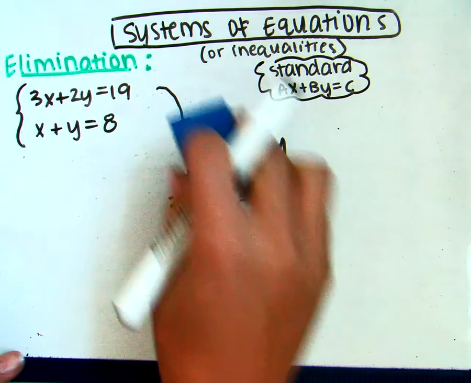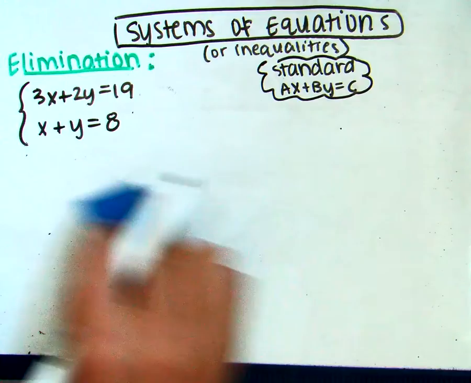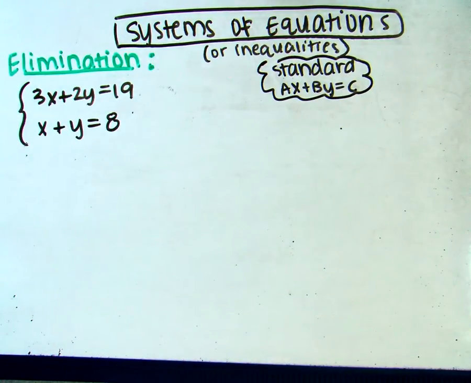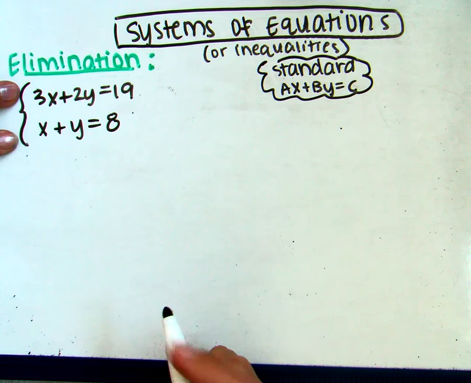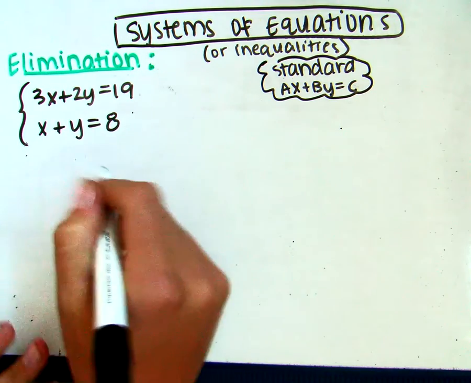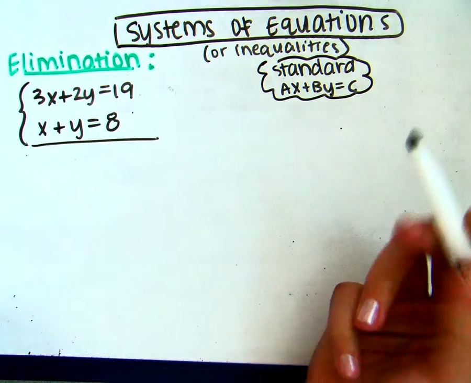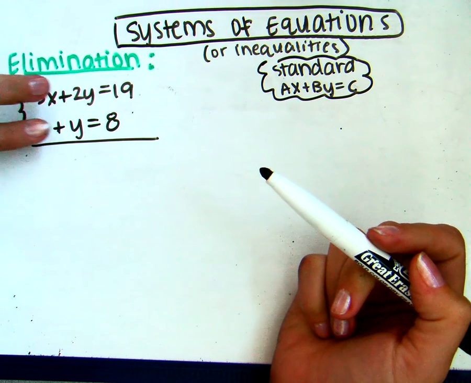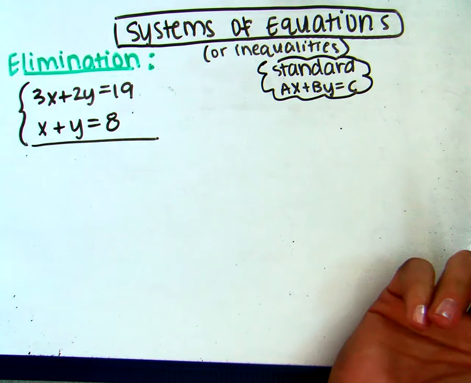Alright, so now we're ready. Elimination is exactly what it sounds like. You're going to eliminate one of the variables. But to eliminate one of the variables, you need opposites. So by looking at this, you have a couple options. You want either your x's to cancel out or your y's to cancel out. So let's choose one. I'm going to pick my x's.